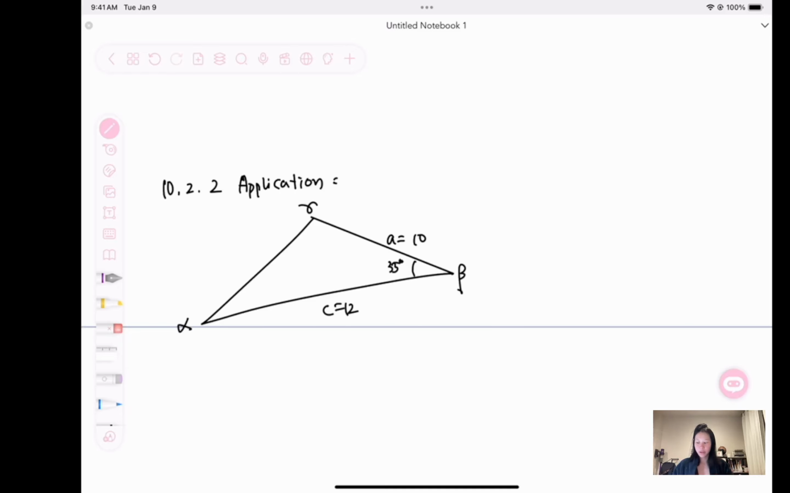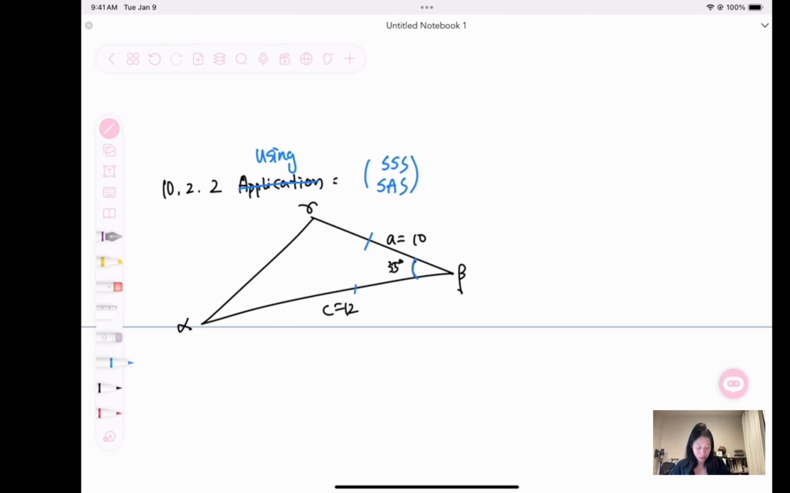In this video, we're going to talk about the application of the law of cosines, using some examples. In order to apply the law of cosines, the first thing that we need to know is that the question has to give you either three sides, or two sides and the angle formed by those two sides, which is SAS.